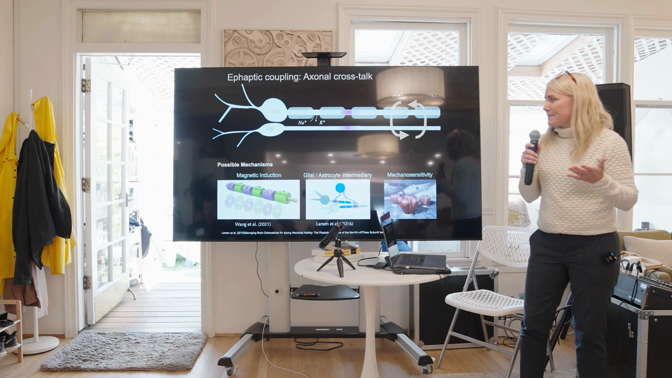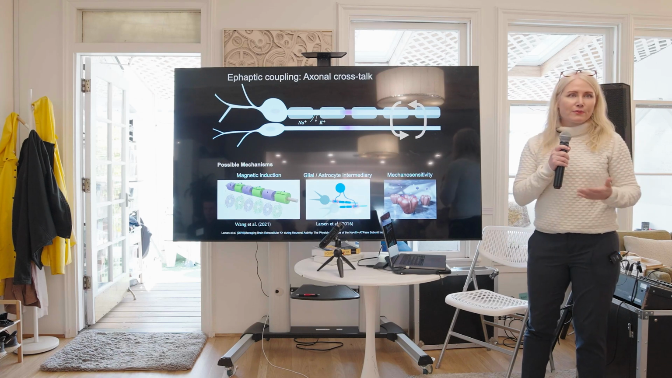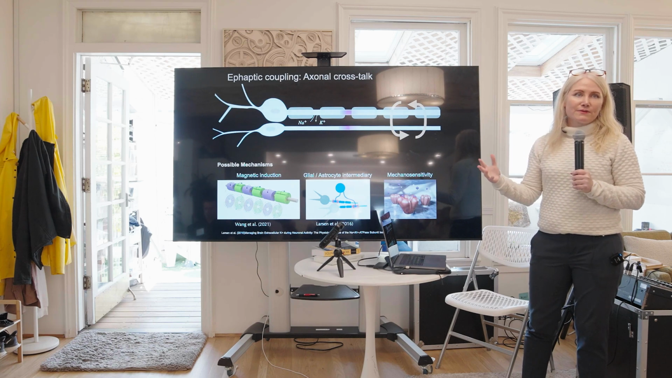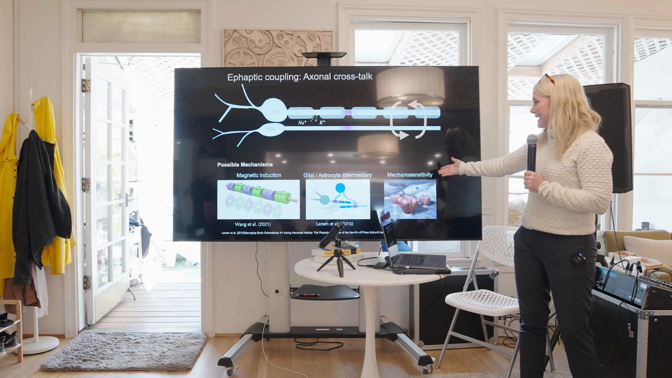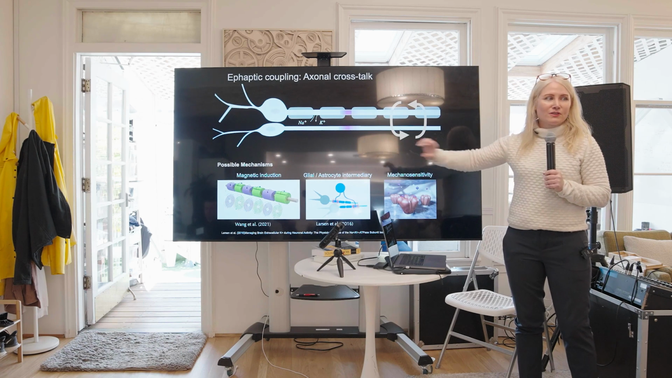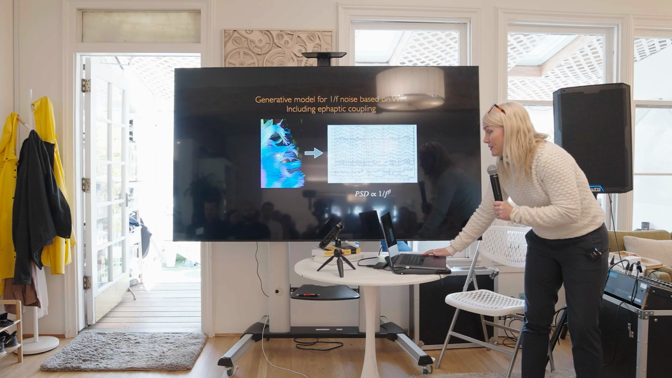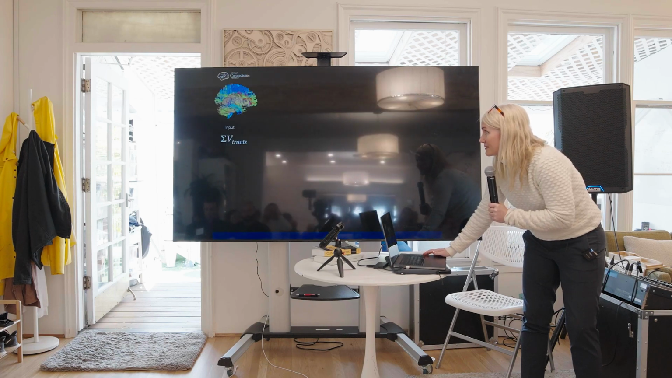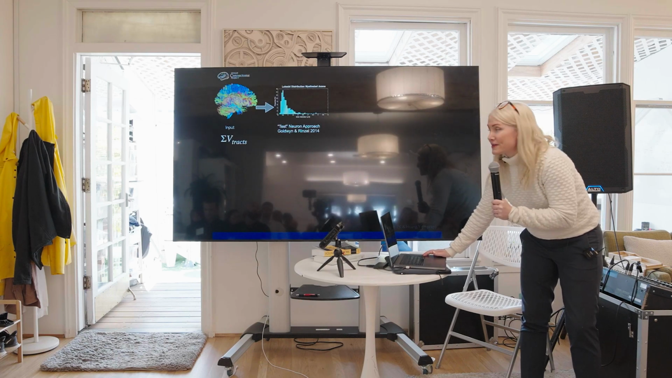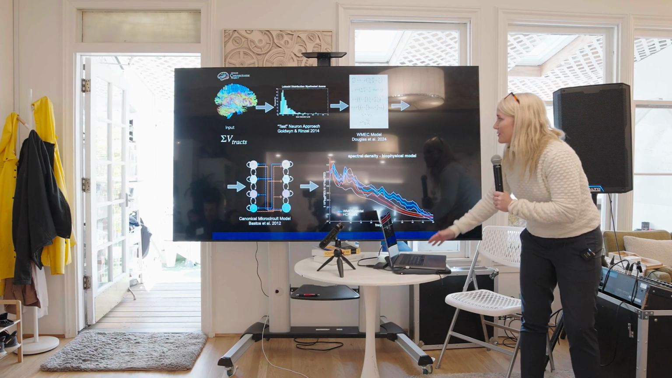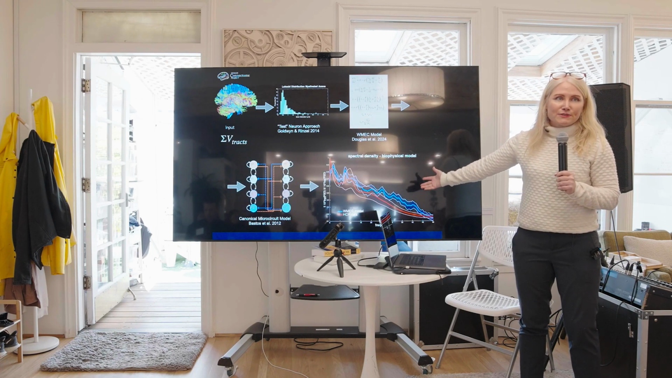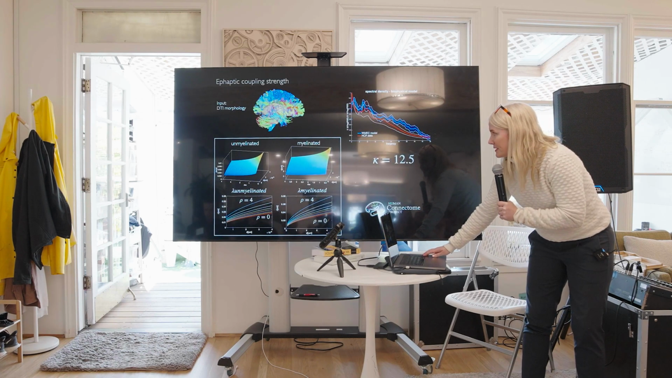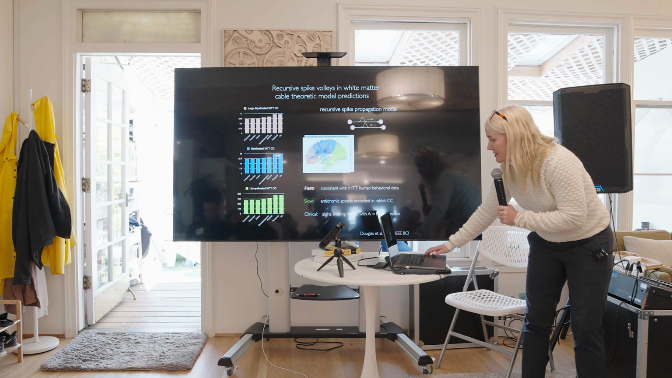There's a variety of different mechanisms for how this could happen. Another one to think about would be mechanosensitivity, because we have mechanosensitive voltage-gated channels all along the axon. So I created this model using cable theory. Sorry, I'm running out of time. Human Connectome Project data, white matter, as input, and you put it through this model, and voila, you get these spectral densities that look very realistic. You can estimate the ephaptic coupling strength.